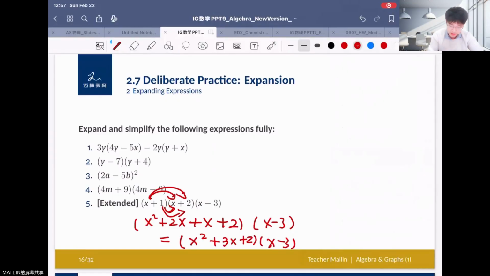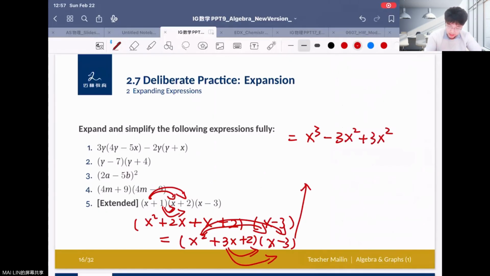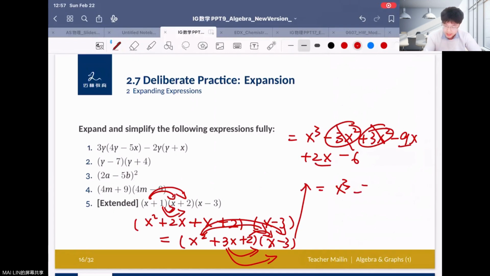I believe that it's a little bit difficult, but if you're just familiar with this, I guess you can do it very quickly. So here x squared times x is x cubed. You know that x squared means two x's multiplied together, and three x's multiplied together is x cubed. And x squared times negative 3 is negative 3x squared, and 3x times x is plus 3x squared, and 3x times negative 3 is negative 9x, and 2x, and here is negative 6. So that is x cubed, and negative 3x squared plus 3x squared cancel together, and there's only negative 7x left and minus 6. So that is the answer for the last question.